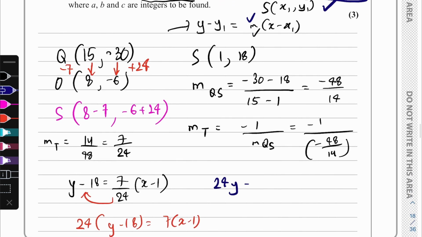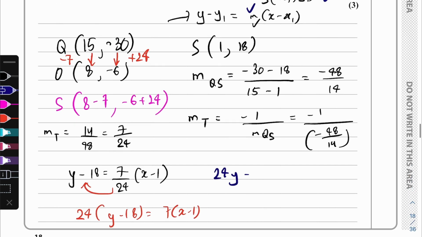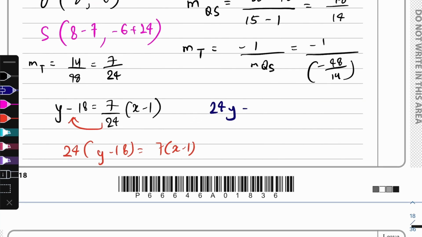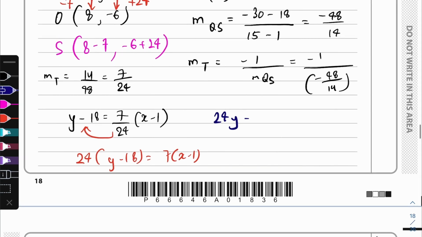No, x, y. Let's see, x and y. Yep, I think it's fine. Okay. So let me just double check. This is question number 6. And yeah, this is fine.